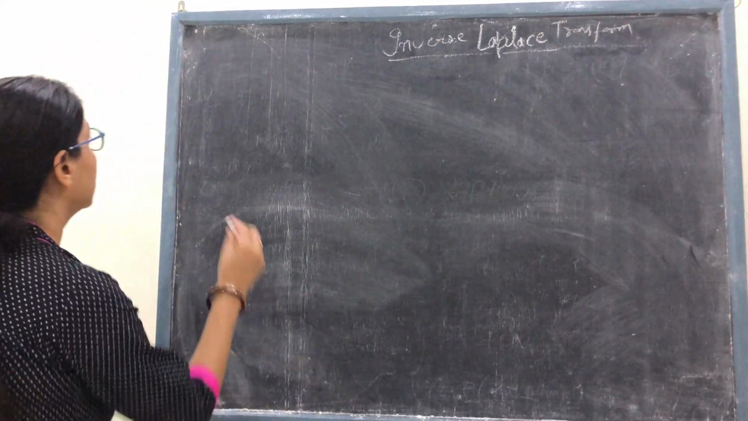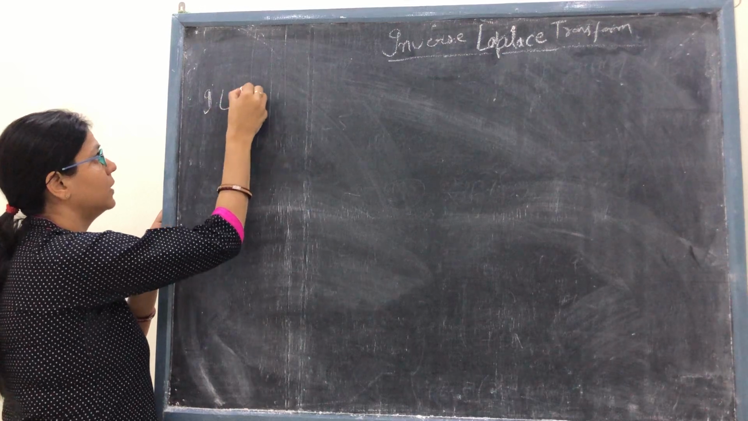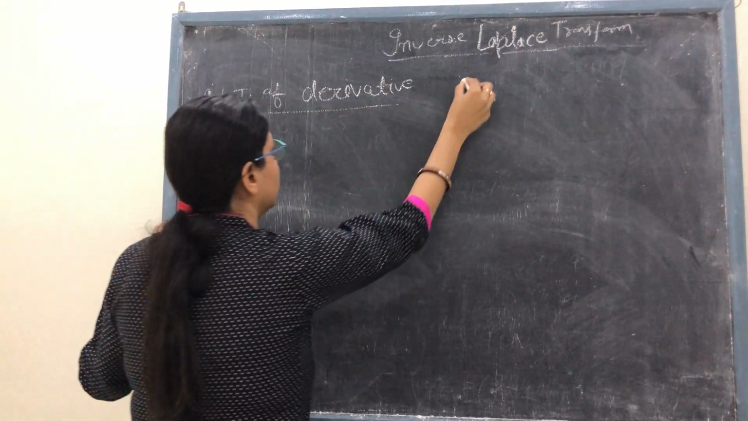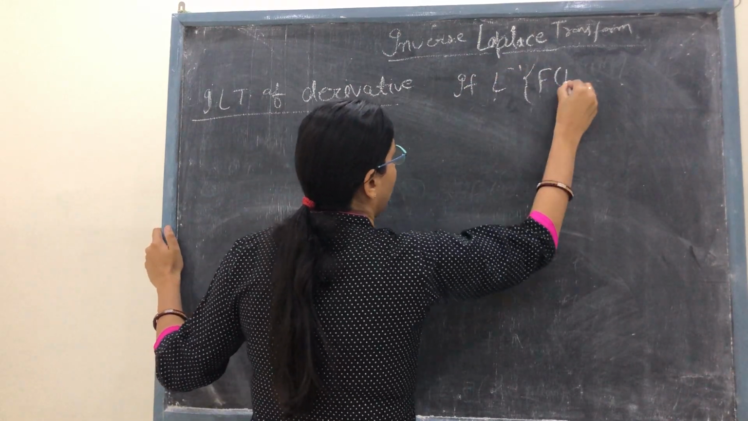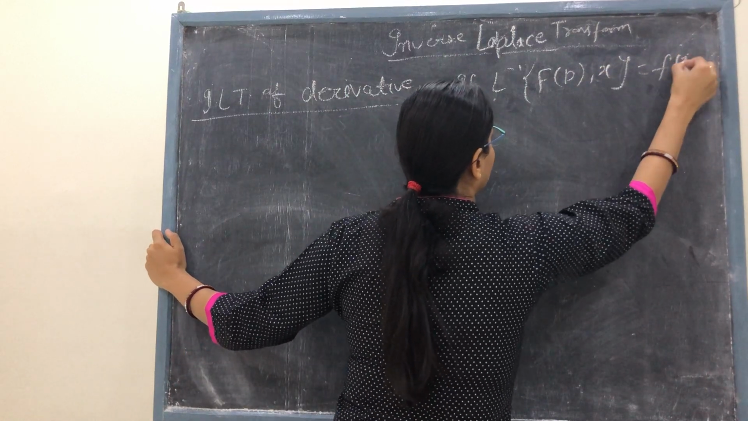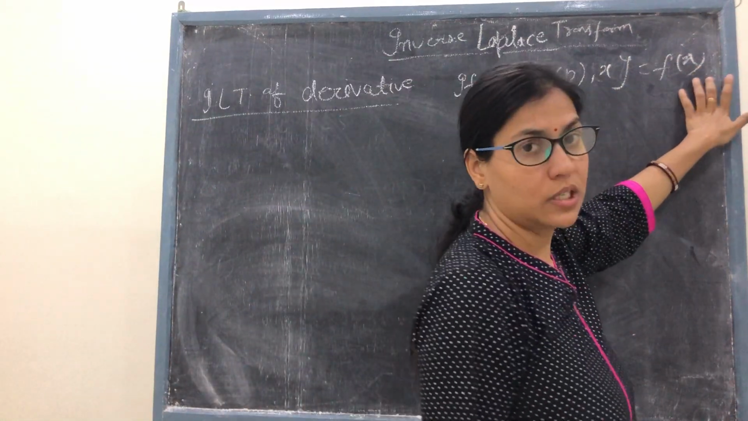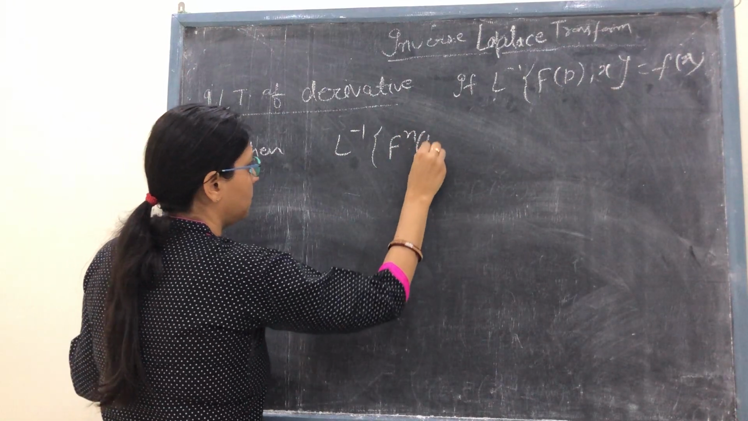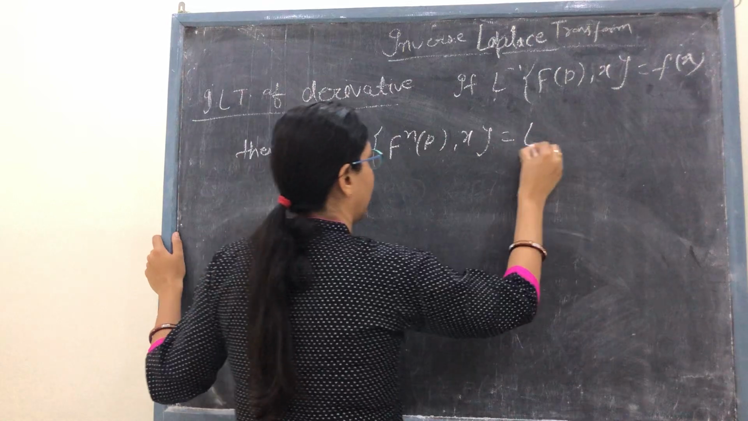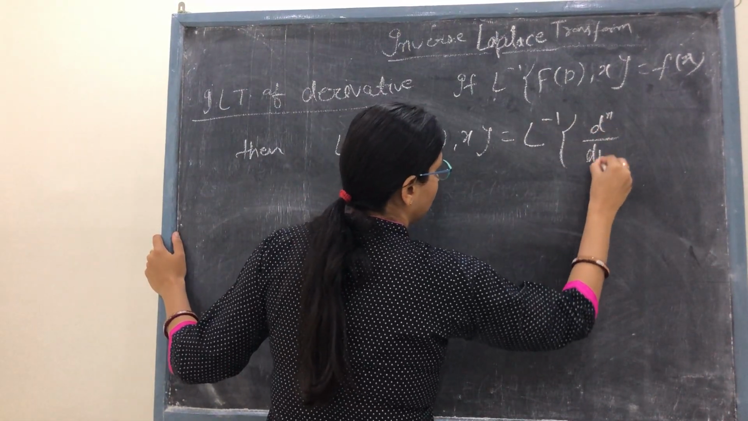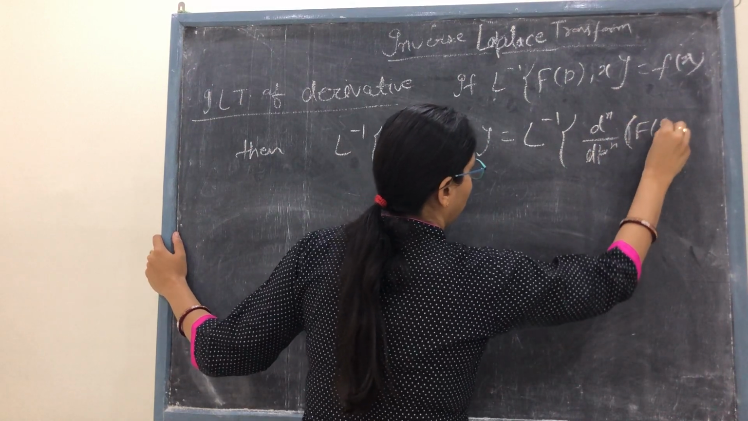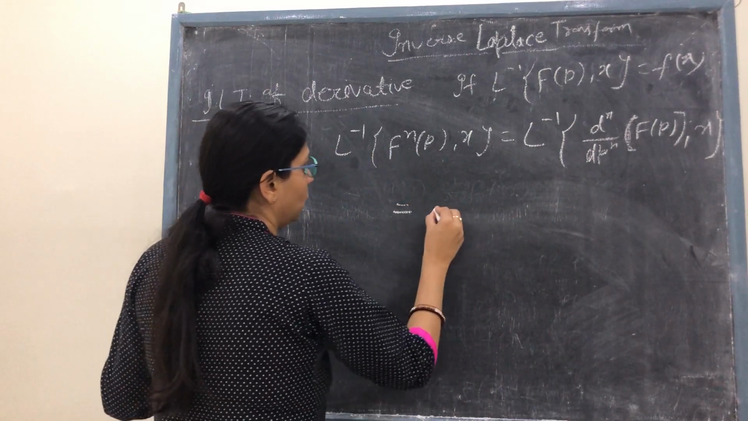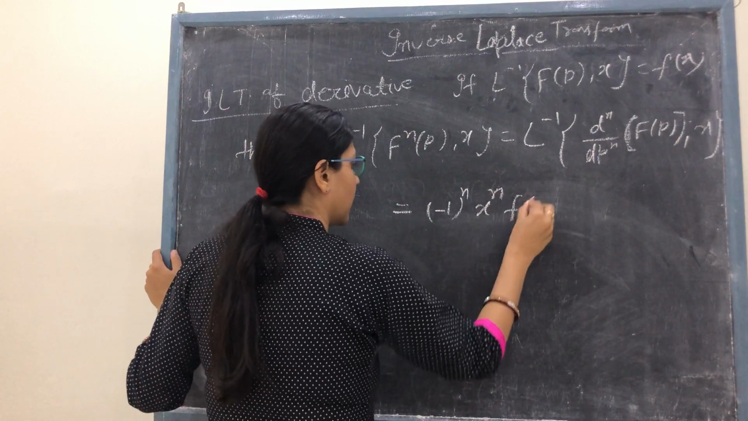Now what is the formula for the inverse Laplace transformation of a derivative? It says if L inverse of f of p is equal to f of x, यदि f of p का इनवर्स लाप्लास ट्रांसफॉर्मेशन फंक्शन f of x है, then L inverse of the n-th derivative of f of p, which we can write as L inverse of d^n over dp^n of f of p, फंक्शन का n टाइम डेरिवेटिव है, इसका इन्वर्स है, which is equal to (-1)^n x^n f of x.